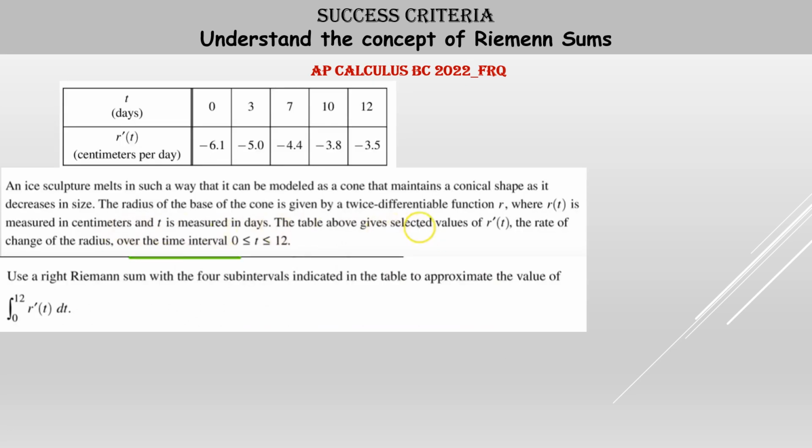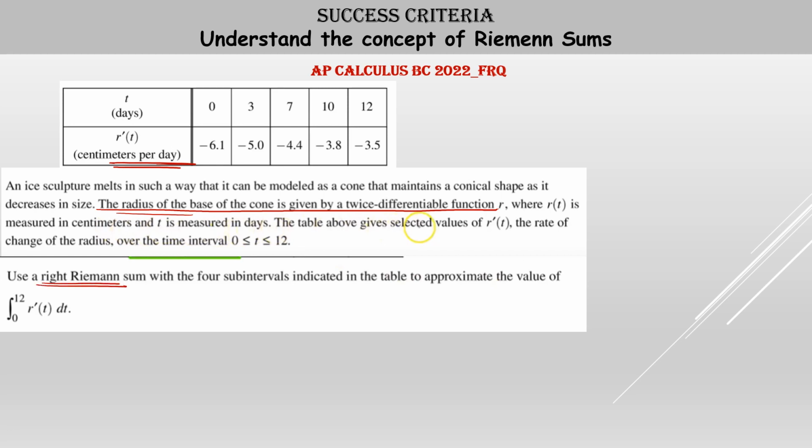Now next question is that an ice sculpture melts in such a way that it can be modeled by a cone, and it decreases in size. The radius of the base of the cone is a twice differentiable function, where R of t is measured in centimeters per day and R is measured in centimeters and t is measured in days. Okay, so use the right Riemann sum with 4 subintervals.